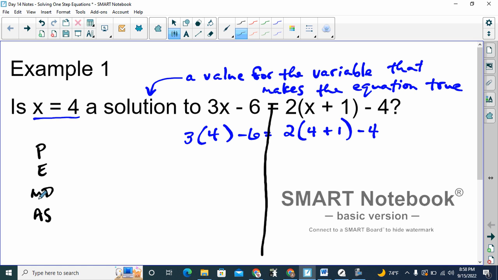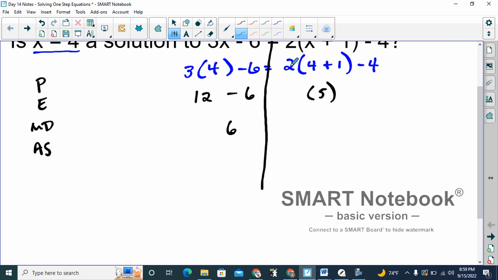No exponents. Multiplication or division's next. So I do 3 times 4 is 12. I copy everything else down. Now 12 minus 6 is 6. On this side, I do have parentheses. I have something to do inside the parentheses. I have 4 plus 1 is 5. Everything else I copy down. Now it looks a lot like that. I do the multiplication next, 2 times 5. Ten minus 4 is 6.